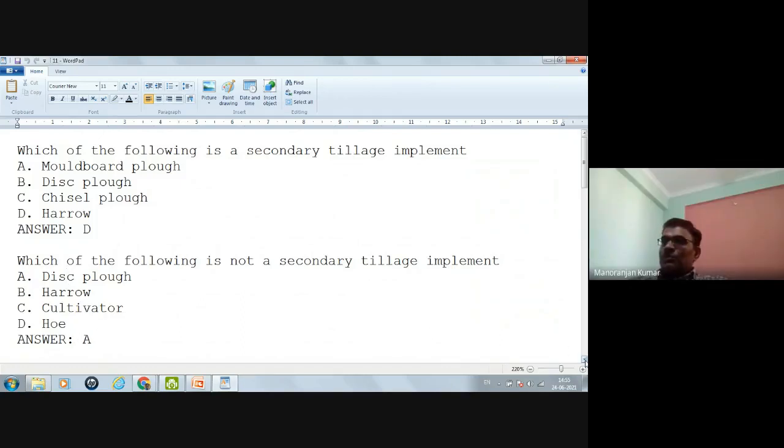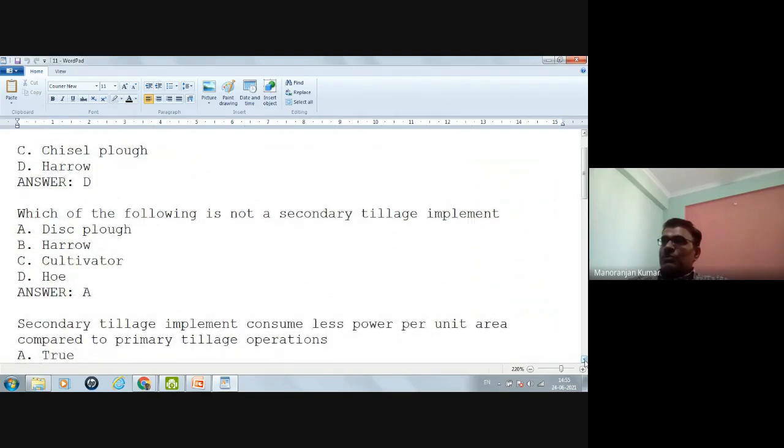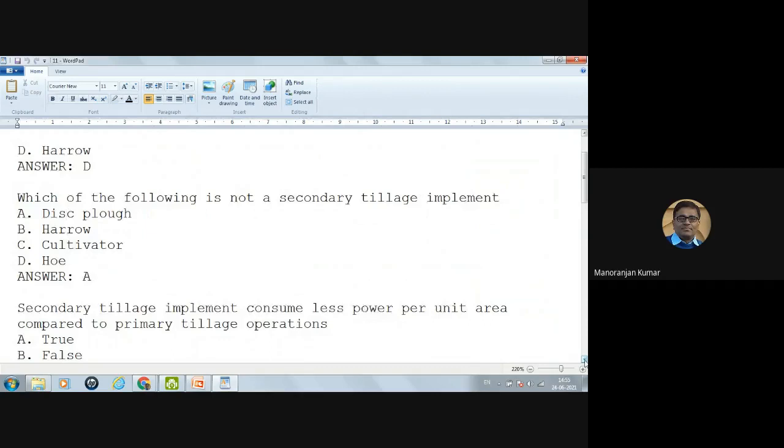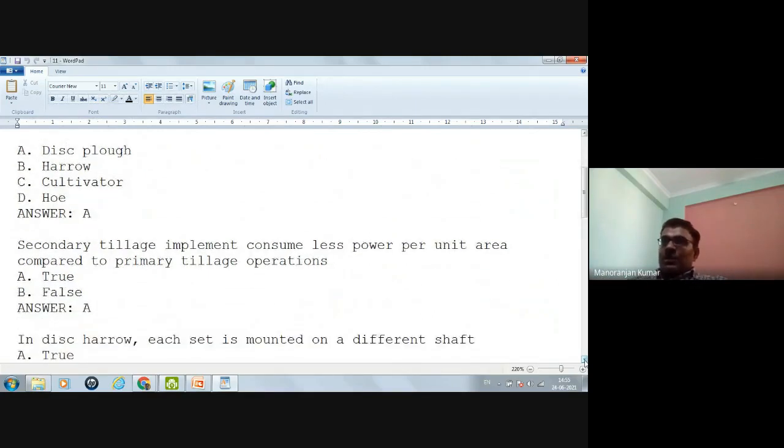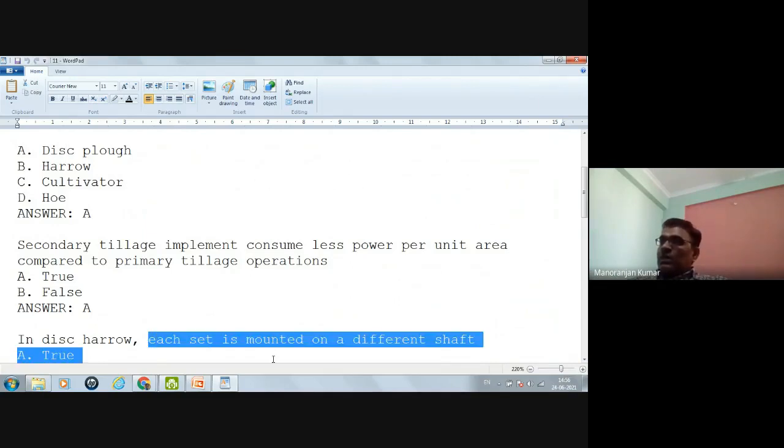Now, secondary tillage implements consume less power per unit area compared to primary tillage operations. Yes, obviously, secondary tillage performs lighter operations, so it will consume less power. So A is correct. In a disc harrow, each set is mounted on a different shaft. Each set, not each disc. The question says each set. Each set means in one set a number of discs will be there. So each set is mounted on a different shaft.